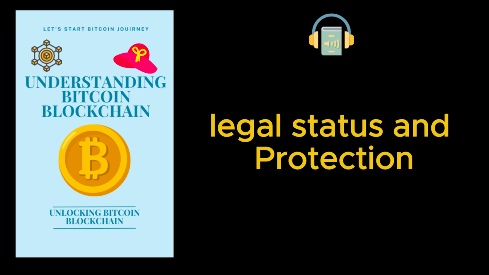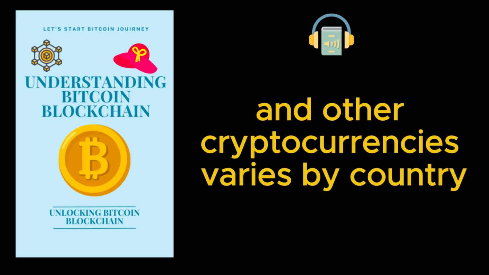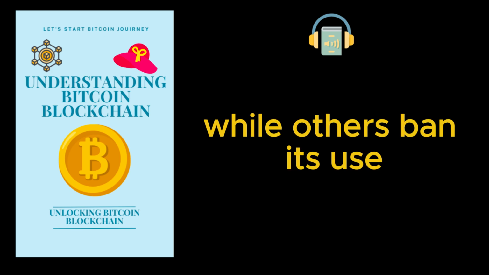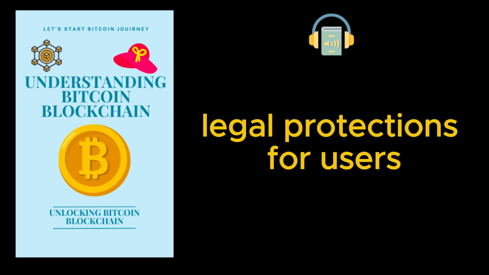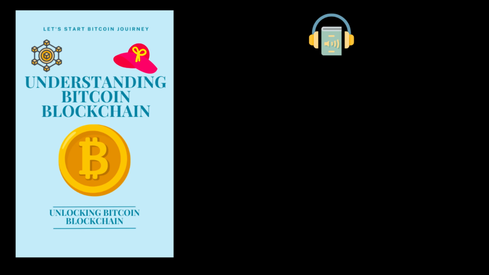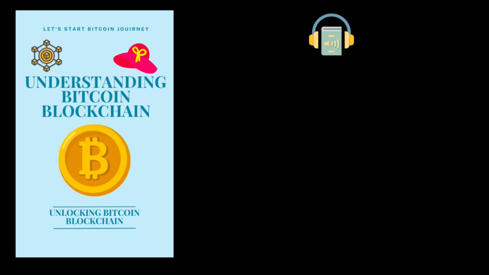Legal status and protection. The legal status of Bitcoin and other cryptocurrencies varies by country. Some countries recognize it as legal tender, while others ban its use. Legal protections for users, investors, and businesses in the crypto space may vary, affecting their ability to seek recourse in case of disputes or losses.